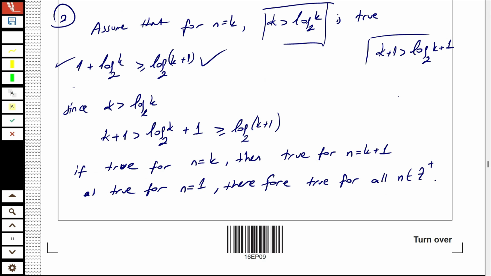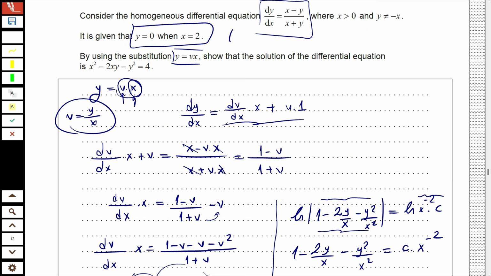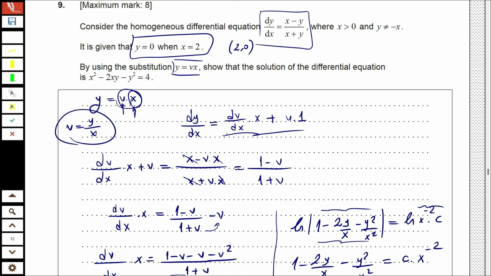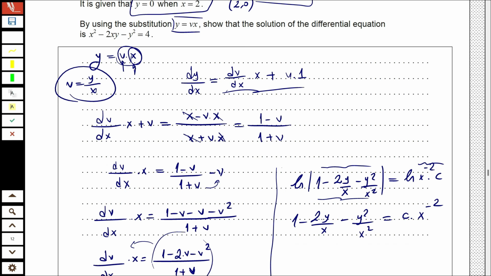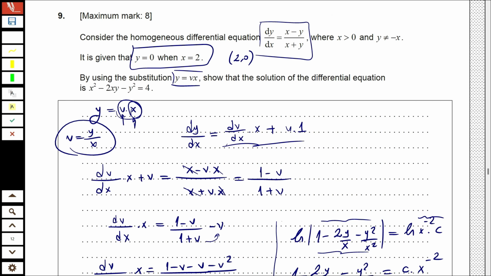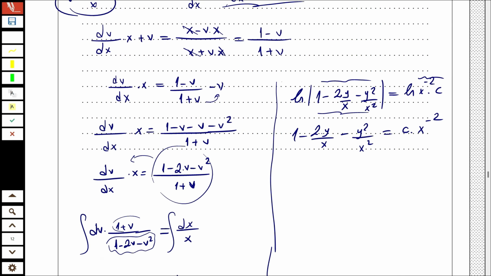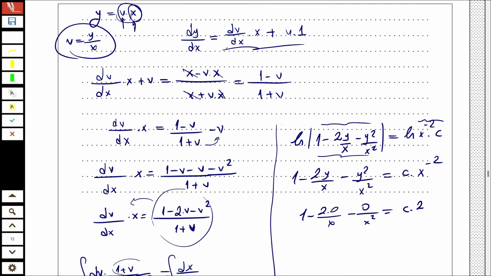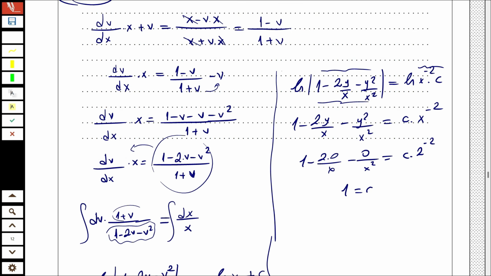By the way, we know a point which is (2, 0): when x equals 2, y equals 0. So I can use this point to find the c. Just replace x by 2 and y by 0. When you substitute 0 into y, and I know that x is 2, in this case 1 equals c over 4, and from here you can see that c equals 4.